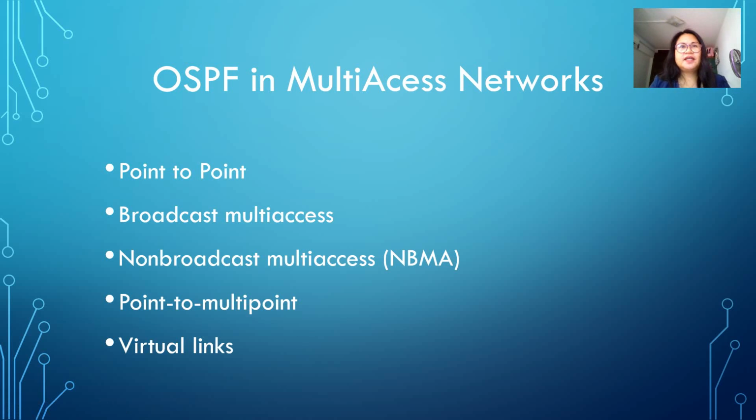Then broadcast multi-access is multiple routers interconnected over an Ethernet network. Non-broadcast multi-access is multiple routers interconnected in a network that does not allow broadcasts, such as Frame Relay. And point-to-multipoint is multiple routers interconnected in a hub and spoke topology over a NBMA network, often used to connect branch sites to central sites. And virtual links are a special OSPF network used to interconnect distant OSPF areas to the backbone area.